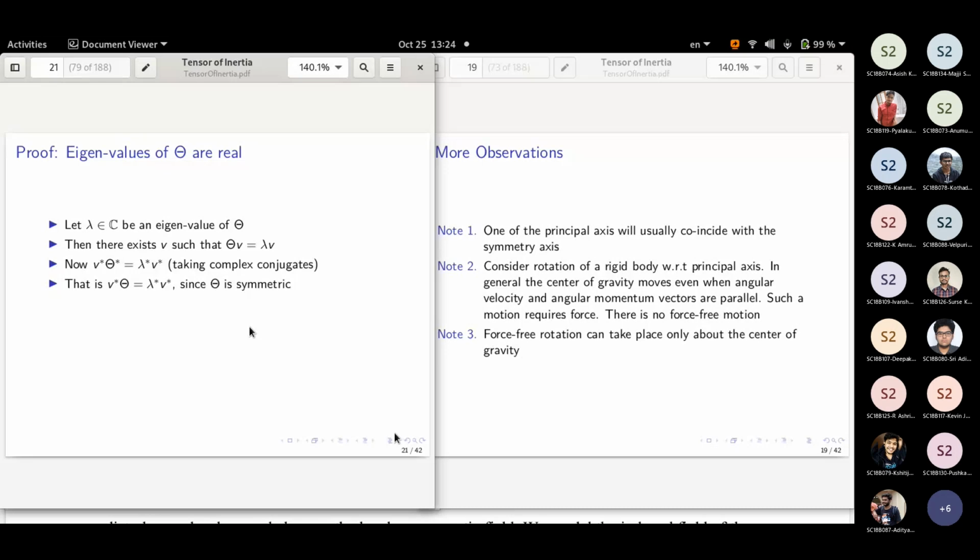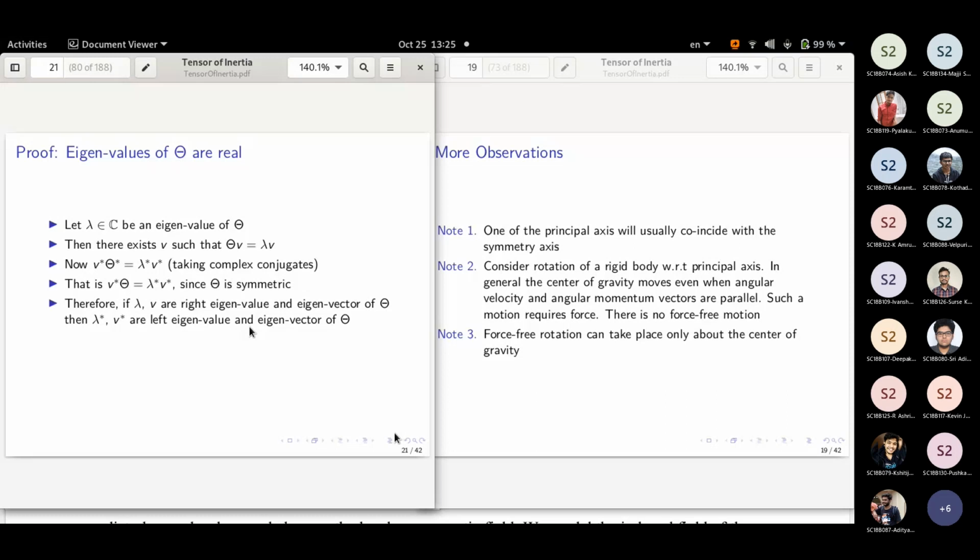However, theta is symmetric, and it is also real, as we have computed it. So theta star is simply equal to theta itself. So V star times theta is lambda star times V star. This is the expression we have. So if lambda and V are the right eigenvalue and right eigenvector of theta, then lambda star and V star are the left eigenvalue and left eigenvector of the same matrix theta, by using the symmetric property of theta. This is where we have used the symmetric property.